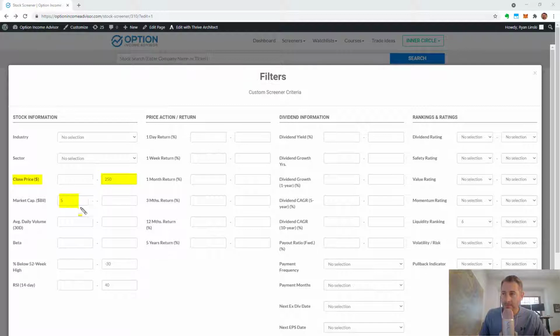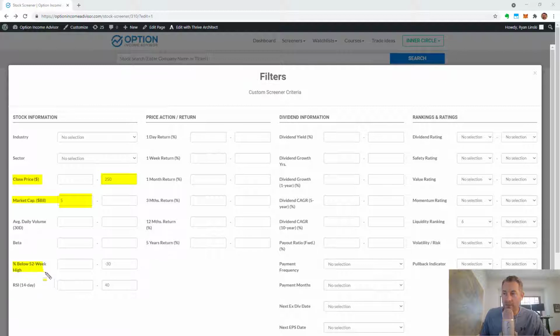And then to cut out some of the micro cap stuff that tends to move much more than some of the larger cap stuff, we put a minimum market cap of 5 billion. So really what it does is it cuts out the micro cap stuff. The cutoff for large cap is around 10 billion. So what we've got here is large cap and mid cap, which is kind of the sweet spot.